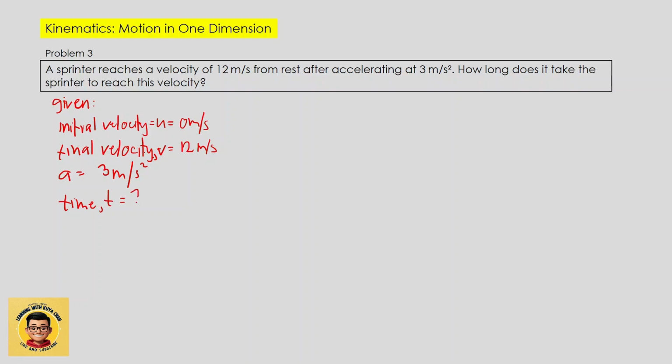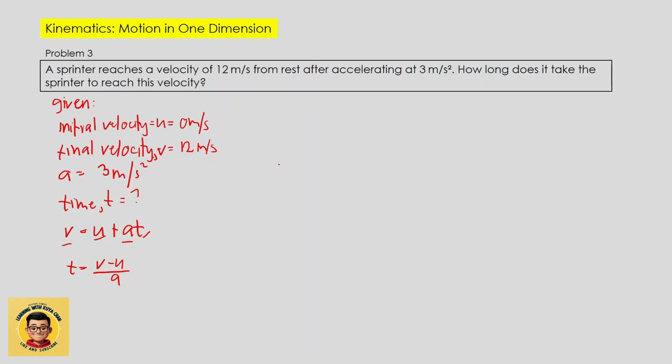So to solve for this, we will be using the first equation of motion, which is given by v is equal to u plus at. So since we already have identified the values for v, u, and a, we need to rearrange the equation so that we will be able to find the time t. So with that, our time t will be equal to v minus u over a.